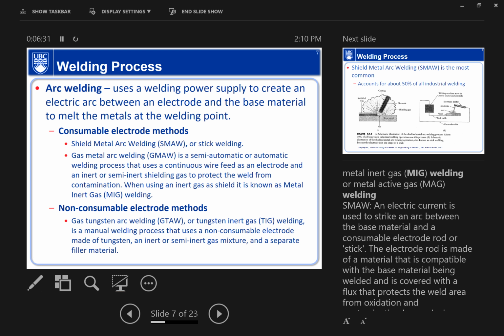So let's take a look at a couple of examples. First, for the consumable ones, this is called shielded metal arc welding. Oftentimes, this is also called stick weld. This is actually the most common type of weld in industry. Almost 50% use this type of weld. So you probably have seen that quite a bit.